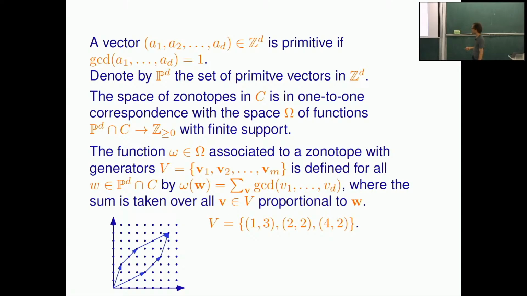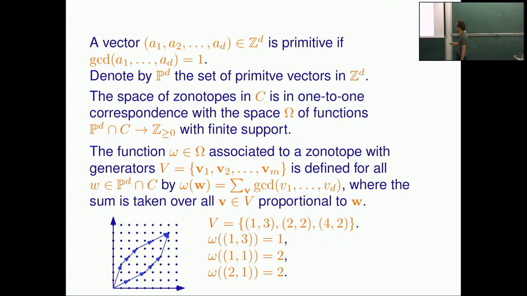So here's an example. Here we have a zonotope with the generators (1, 3), (2, 2), and (4, 2). (1, 3) is primitive, so we don't need to do anything at all. (2, 2) is not primitive. The primitive vector that's contained in it is (1, 1). It's 2 times (1, 1). And (4, 2) is 2 times (2, 1). And if we had, say, 2 vectors in the same direction, which is perfectly acceptable, we simply do the same thing for each one. We just take the smallest vector that works.